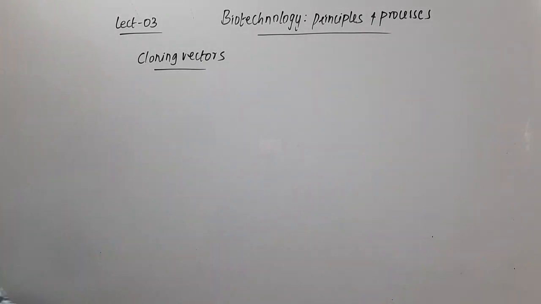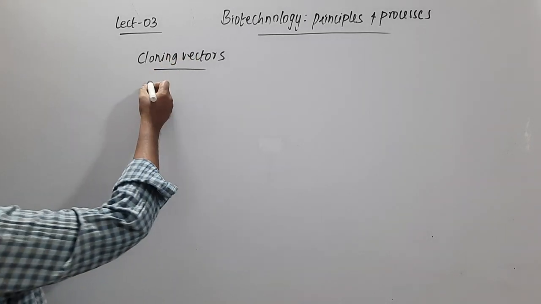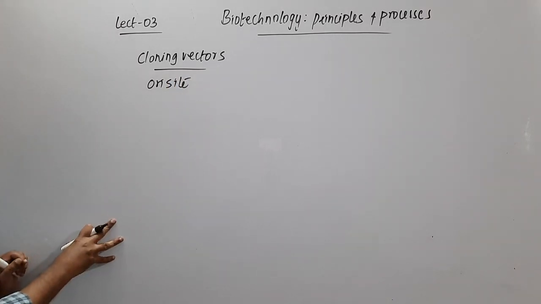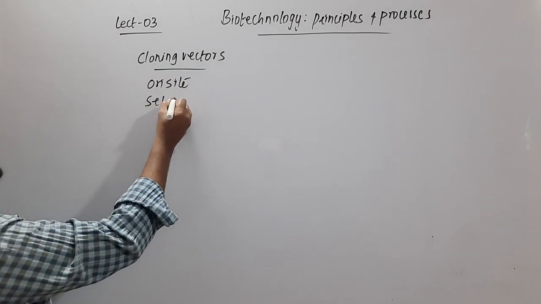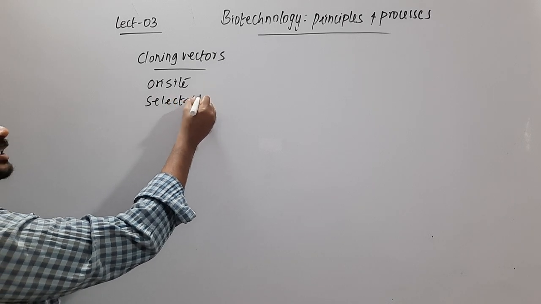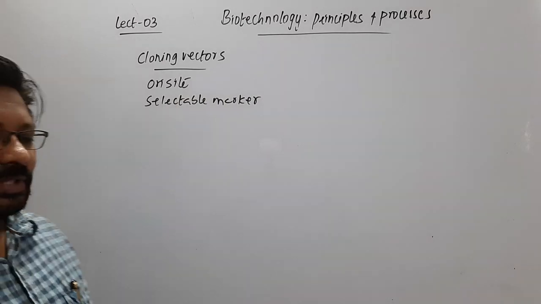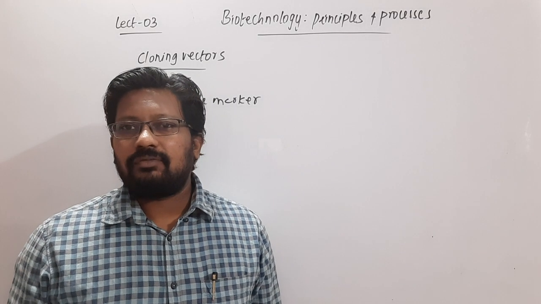Let's see how they have modified those plasmids and made these vectors. And of course, to use a plasmid as a cloning vector, it should have some properties. The cloning vector should have something called the ori site. It should have the ori site, and it also should have something called a selectable marker. This is the one which actually helps in identifying the recombinant from non-recombinant.